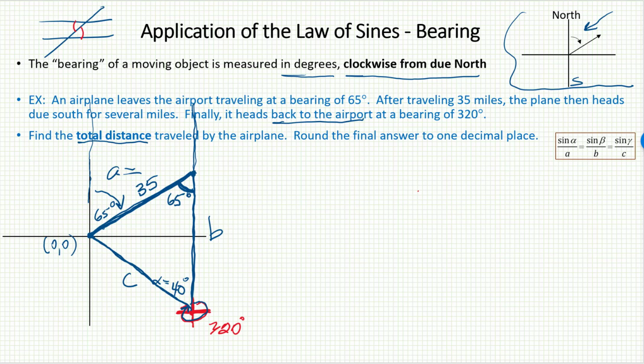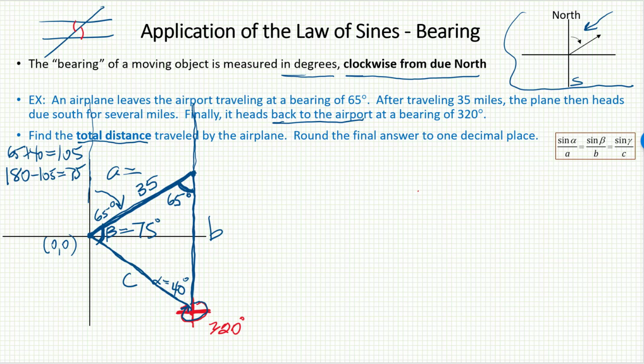To find side B, I guess I'll need to know angle beta. Angle beta is this entire angle here, and I can easily get that because the other two angles are 65 and 40. 65 plus 40 is 105. I know that all three angles are going to add up to 180, so that leaves me with 75 for angle beta. So beta is 75 degrees.